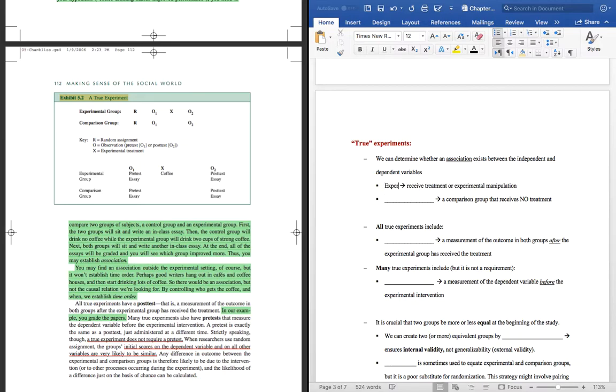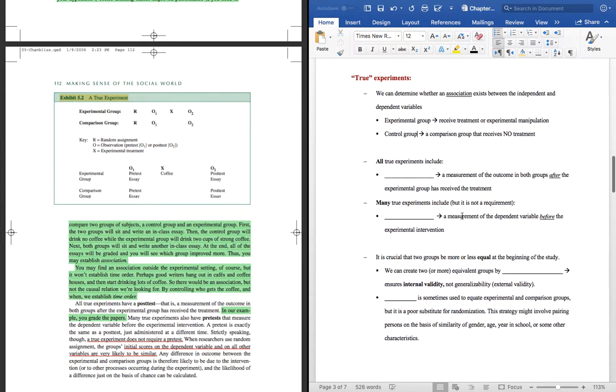Our experimental group receives treatment or experimental manipulation. In the example of sitting in the library, our experimental group are going to receive a quote-unquote treatment, and the treatment would be going to the library and studying in the library. And then our control group is a comparison group that receives no treatment.